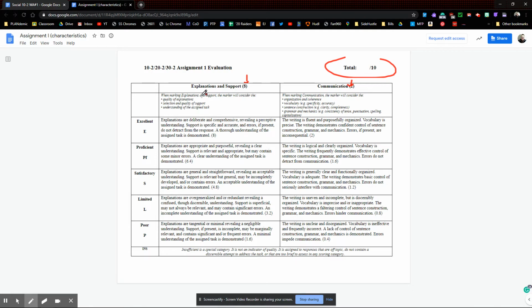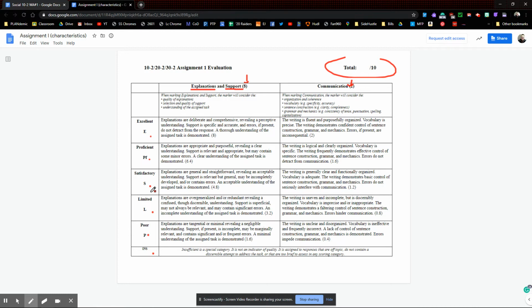When we're looking at explanations and support, what I always recommend to students is explain it first. Tell me what the term is, and then include support. Support is like an example or a case study or something from social studies that we learned that you want to use as a way of explaining one of the terms. How you're marked is, of course, excellent, proficient, satisfactory, limited, poor, insufficient.